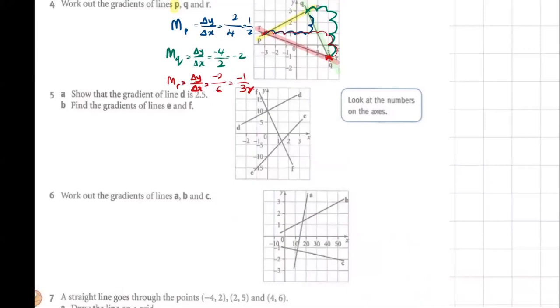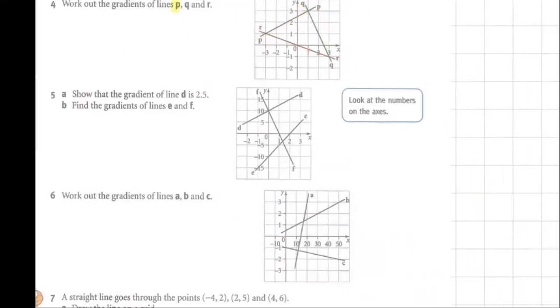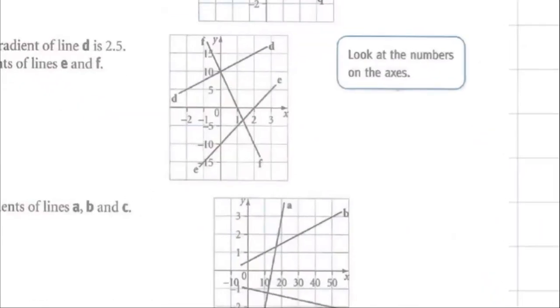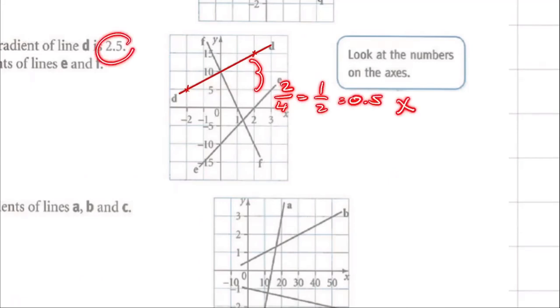Look at number 5. If you're using the calculation method, you can just use it to check. Now this is where your triangle method gets a little bit difficult. Show that the gradient of line D is 2.5. So line D. You would say, oh, we can use the triangle method. Sure. 1, 2, 3, 4. 4. 1, 2. 2 over 4. The answer is 1/2, 0.5, which is wrong because we want it to be 2.5.